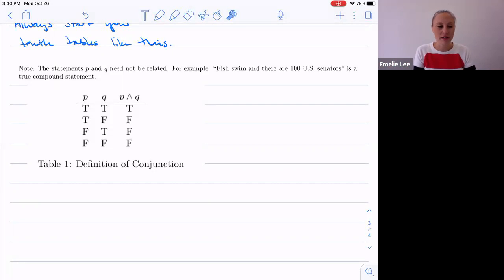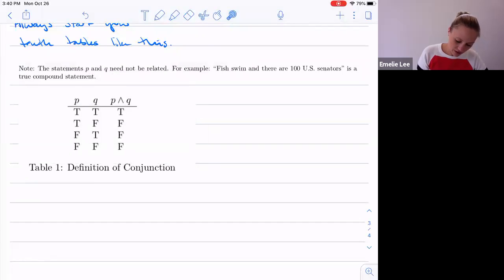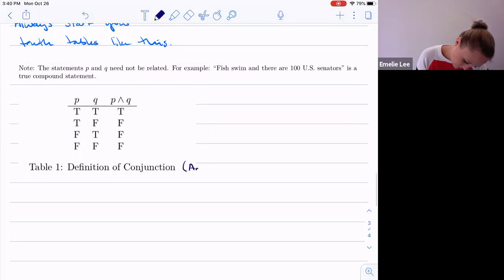Also good, because the truth table gets really long if you go for more than two statements. Let's say you have P, Q, and R, then you'd have 8 rows instead of just 4. Gets pretty big. So we can set up our truth table like this, and this is how we define the conjunction, which is and, the word and.